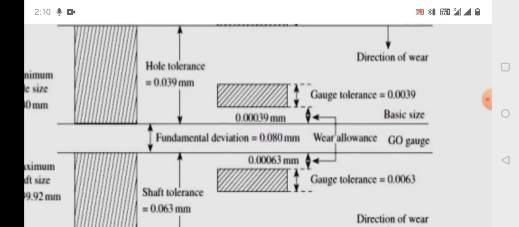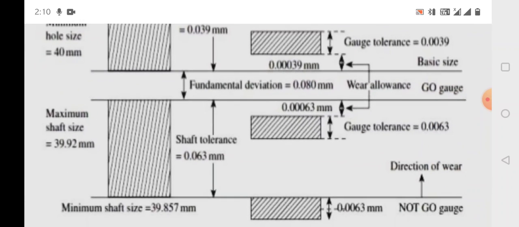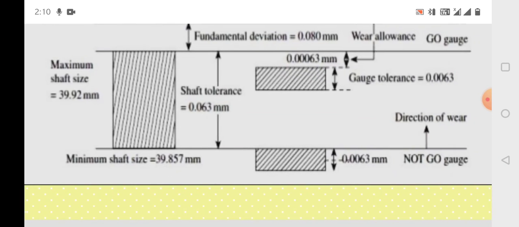So this we can represent, and in just one diagram we can come to know what should be the sizes of the gauges to be used to check the hole and the shaft. So this completes your unit number 4. Next, unit number 5 will start in the next session.